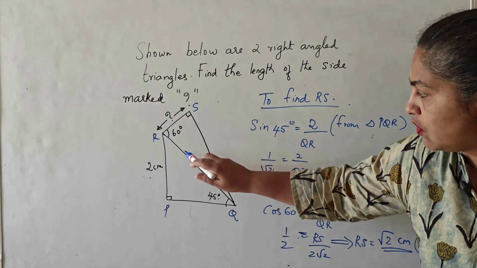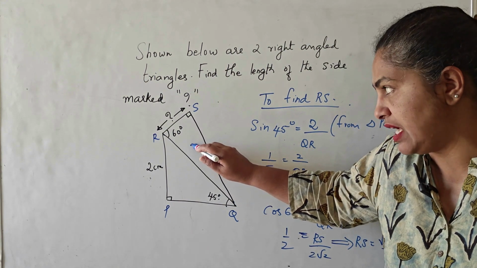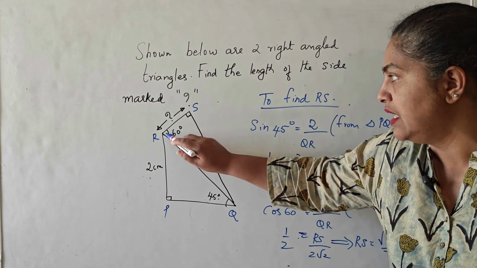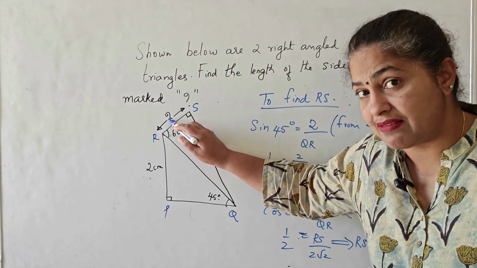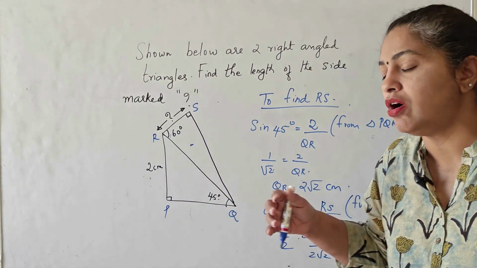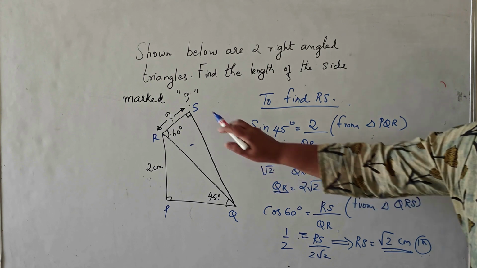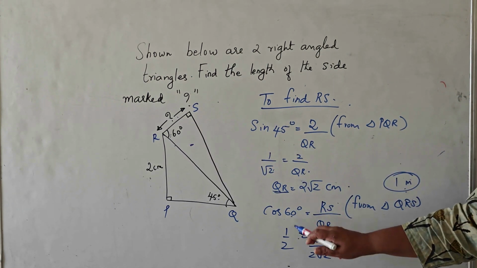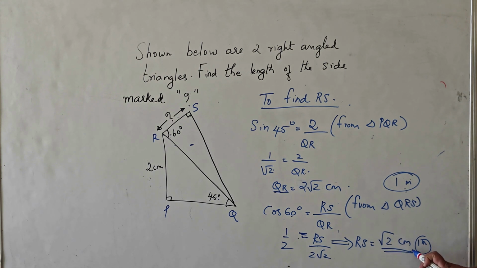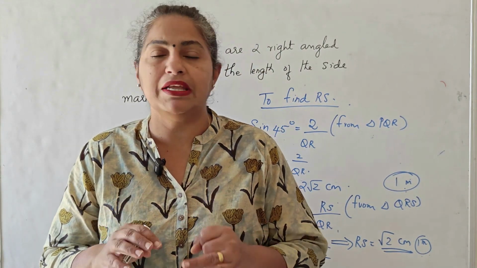So you have found the hypotenuse for this triangle, which becomes the hypotenuse for the second triangle also because this is a 90 degree. Now I need to find RS, which is the adjacent side to angle 60 degrees. So I am going to take cos 60. Cos 60 is equal to RS divided by QR, adjacent side by hypotenuse. I know the value of QR, I know the value of cos 60. Solving, I will get RS is root 2. For that, I will be getting 1 mark. So, 1 plus 1 in total will give you the complete 2 marks.